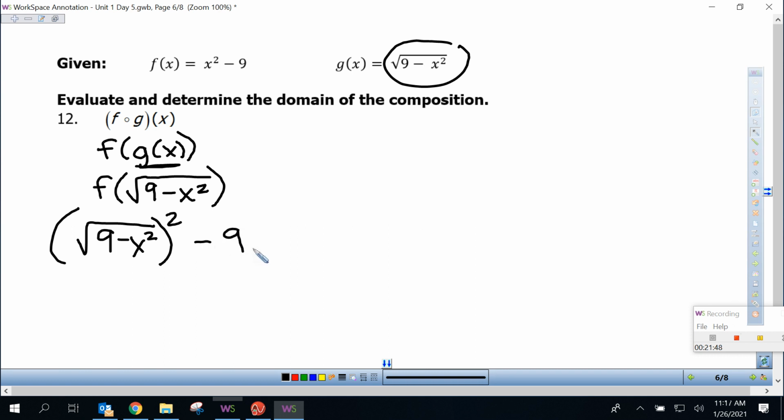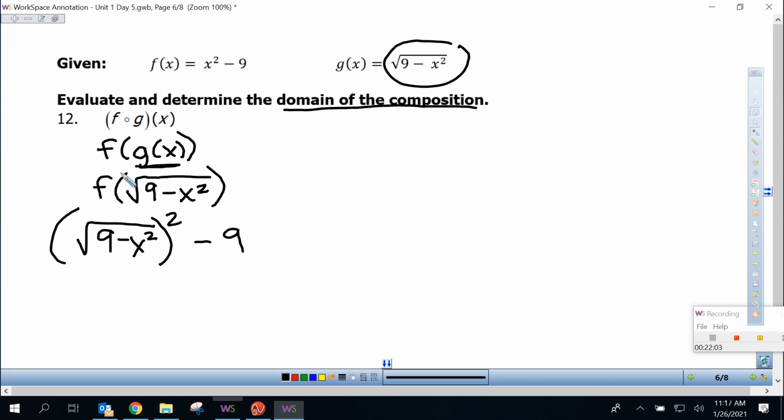Yes, ma'am? Are we supposed to find the domain of the x? The first thing they wanted us to do was to evaluate. And then next, after we evaluate, then we're going to determine that domain. So technically there's two answers here. We need to evaluate, and then we need to find the domain.